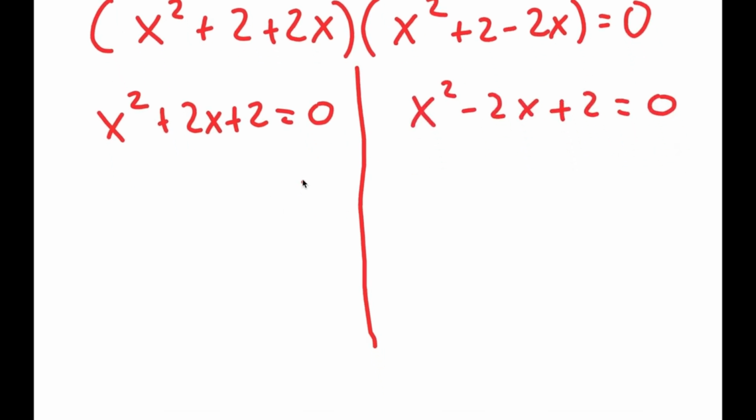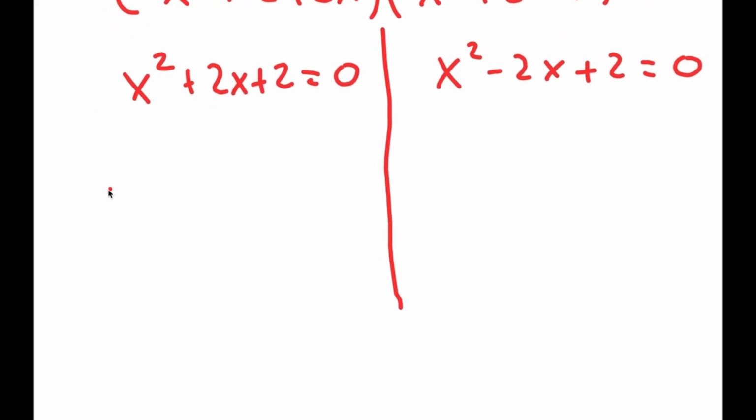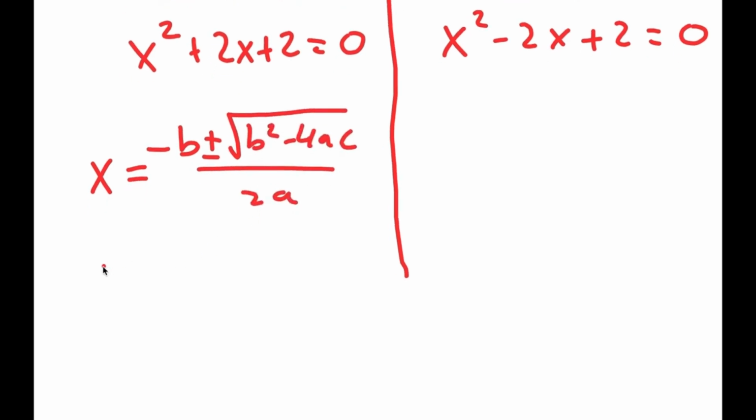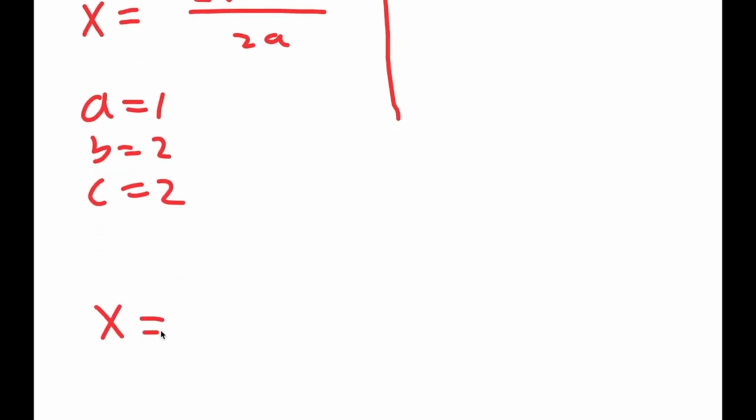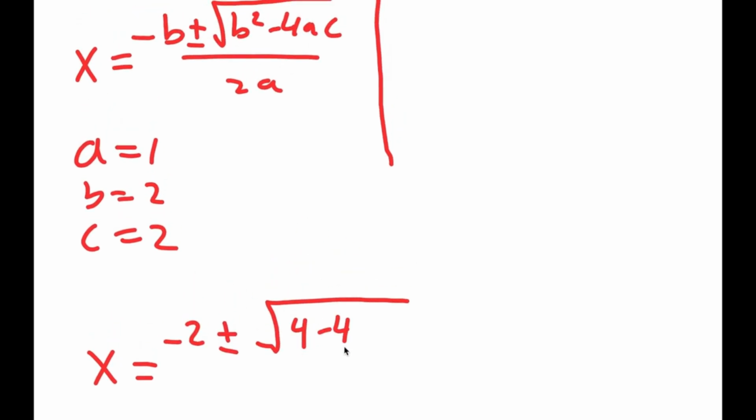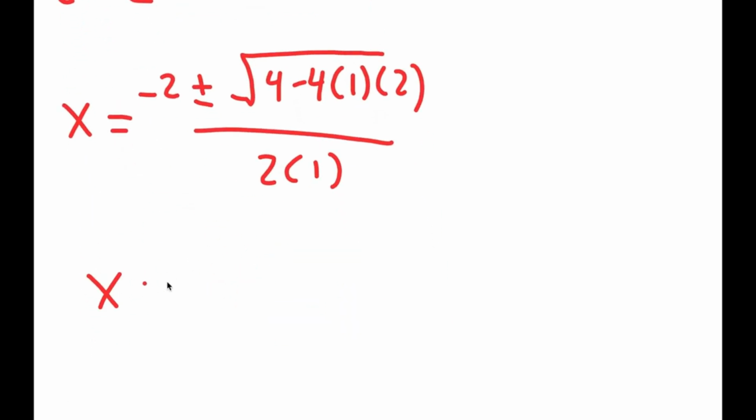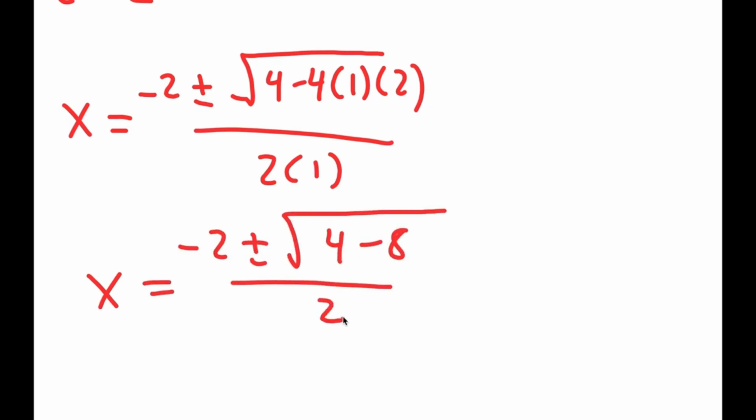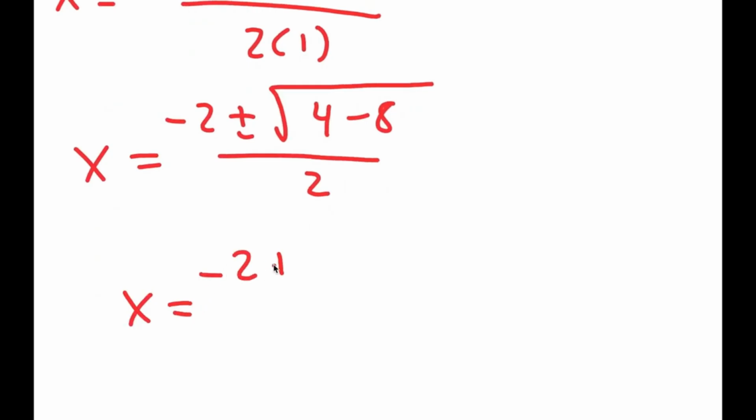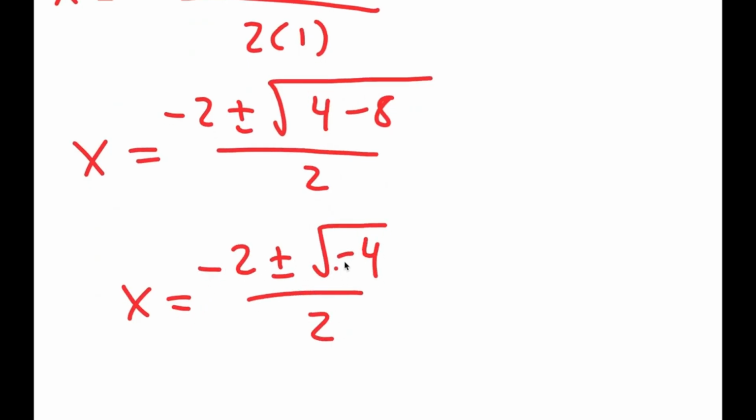So now to solve my left-hand equation right here, I can use the quadratic formula, which is negative b plus or minus the square root of b squared minus 4ac all over 2a. So in this case, a is 1, b is 2, and c is 2. So I get x is equal to negative 2 plus or minus the square root of 2 squared, which is 4, minus 4 times a, which is 1, times c, which is 2, all over 2a, so 2 times 1. Now this is equal to negative 2 plus or minus the square root of 4 minus 8 over 2, which is equal to negative 2 plus or minus the square root of negative 4 over 2.